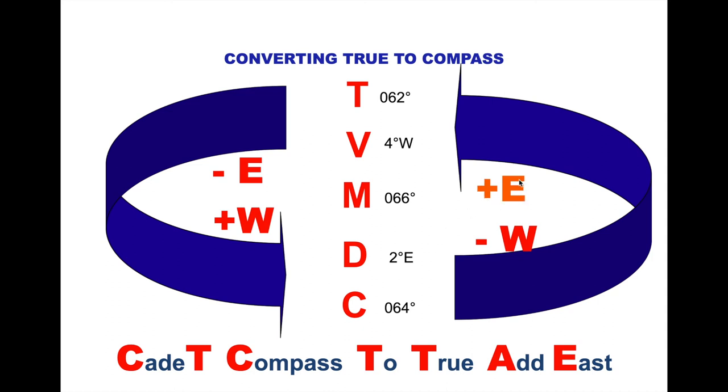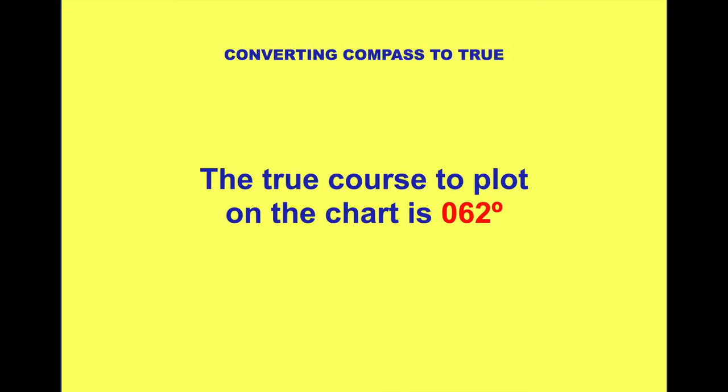East is plus, so 64 plus 2 is 66. The variation from the question is 4 degrees west. West is minus, so 66 minus 4 is 62. So with the compass course of 64, our true on the chart is 062 degrees. So the true course to plot on the chart is 062 degrees.